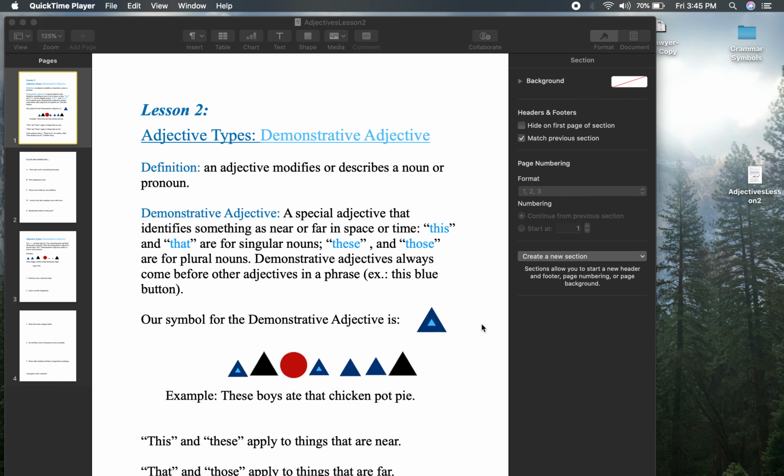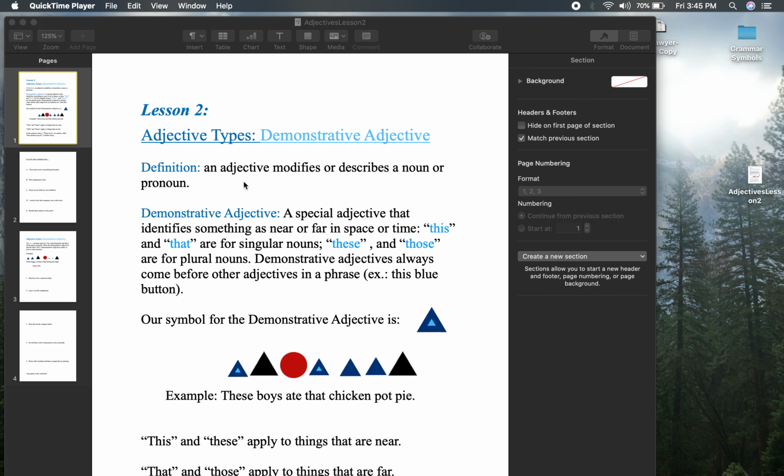Welcome to lesson two. I've decided to talk about the demonstrative adjective today. And just to be clear, I am assuming that we all know the descriptive adjective, the usual adjective, the definition of which is that it modifies or describes a noun or pronoun. The more specific we get, such as the demonstrative adjective, we'll change the symbols. But I'm assuming that we all know the descriptive adjective symbol, which is this guy right here. So let's talk about the demonstrative adjective.